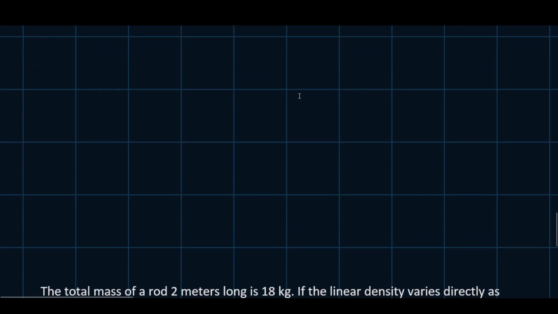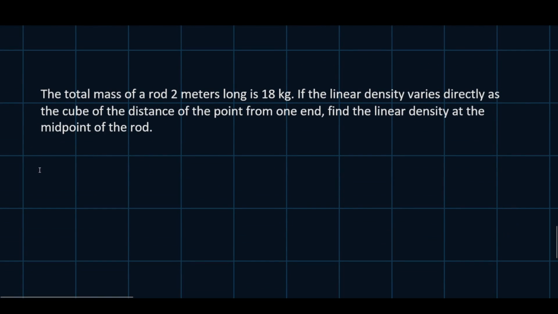Okay, next example. For the next example, the total mass of a rod 2 meters long is 18 kilograms. If the linear density varies directly as the cube of the distance of the point from one end, find the linear density at the midpoint of the rod. According to the given, the rod is 2 meters long, so our L is 2 meters, and the mass is 18 kilograms.